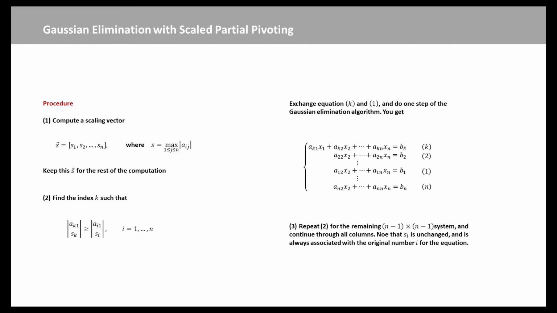This is a very effective algorithm and yet cheap to compute. The algorithm will be shown as follows. Firstly, we compute a scaling vector S and keep this vector S for the rest of the computation. Second, we find the index k for each i, exchange equation k and 1, and do one step of the Gaussian elimination algorithm. Repeat the second step for the remaining system, and continue through all columns. Note that Si is unchanged, and is always associated with the original number i for the equation.